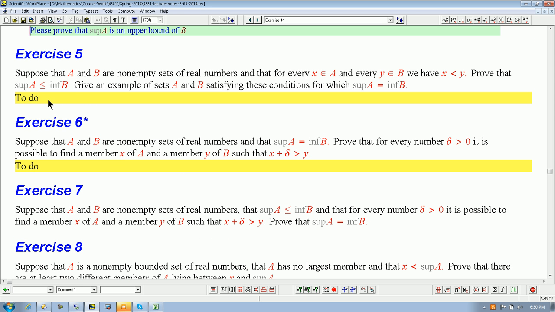Exercise 5. A and B are given non-empty sets, and for every x in A and every y in B, x is less than y. There's an ingredient in this proof that really is somewhat similar to the stuff we did together on the infimum version of the completeness axiom. You know, when I wrote that, I took almost a whole hour to teach that proof to you. Do you remember?